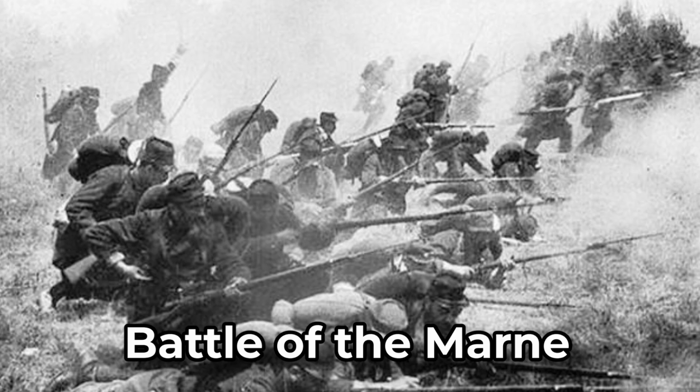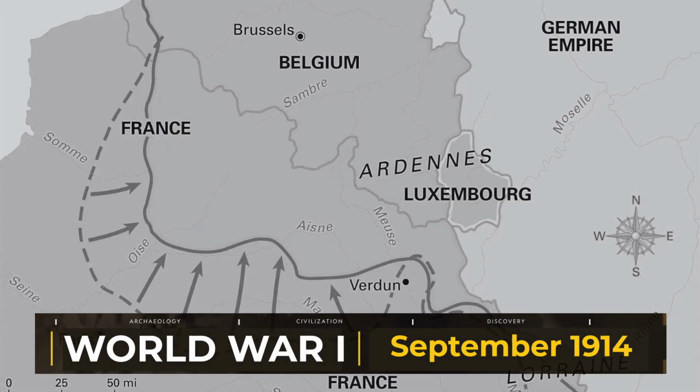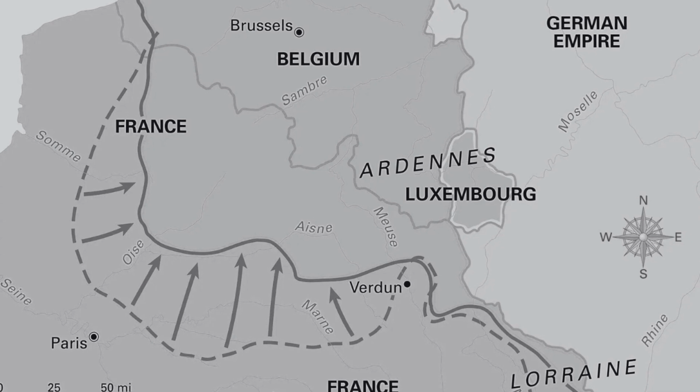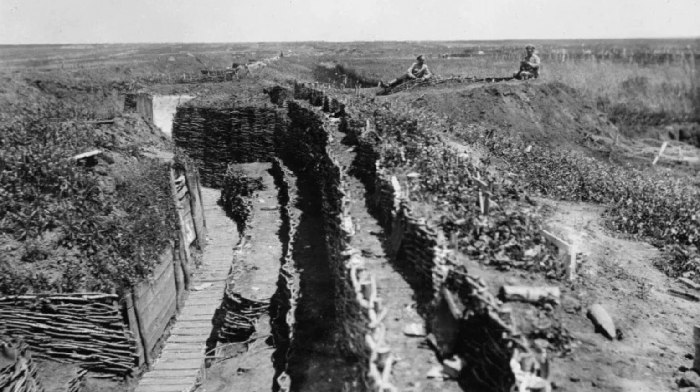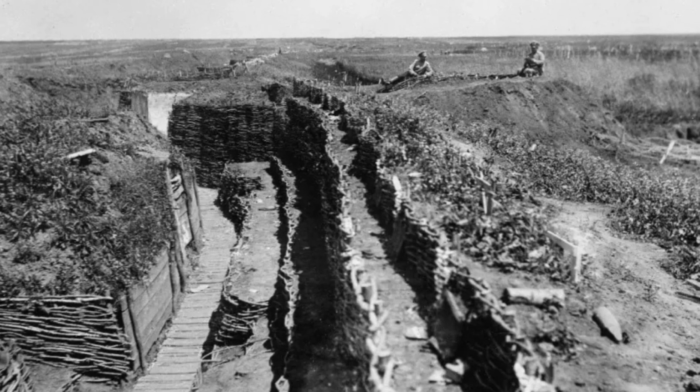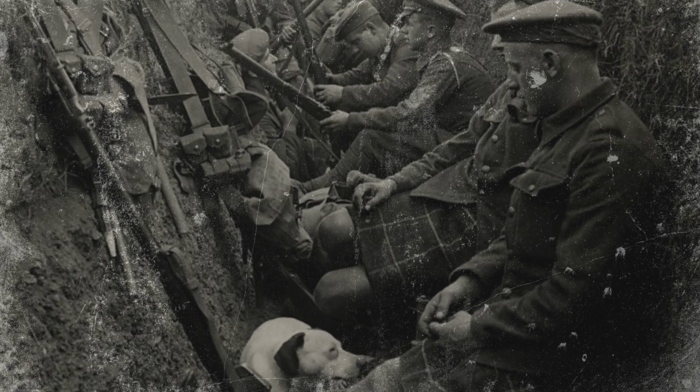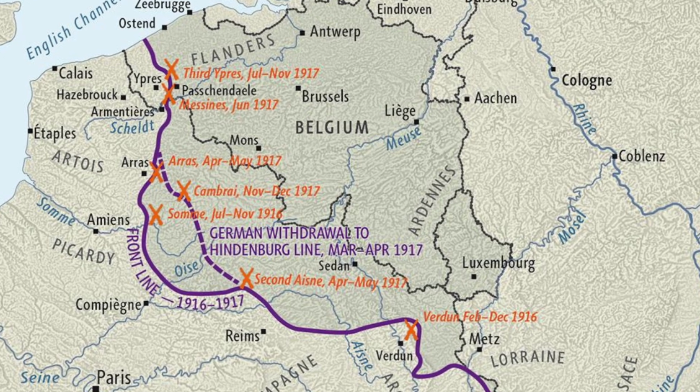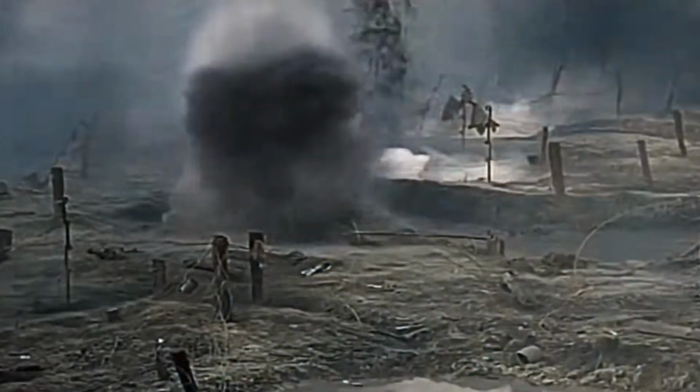The Battle of the Marne in September halted the German advance, forcing both sides to dig in. What followed was trench warfare, hundreds of miles of fortified trenches stretching from the North Sea to Switzerland. Very quickly, the war had become a brutal stalemate.